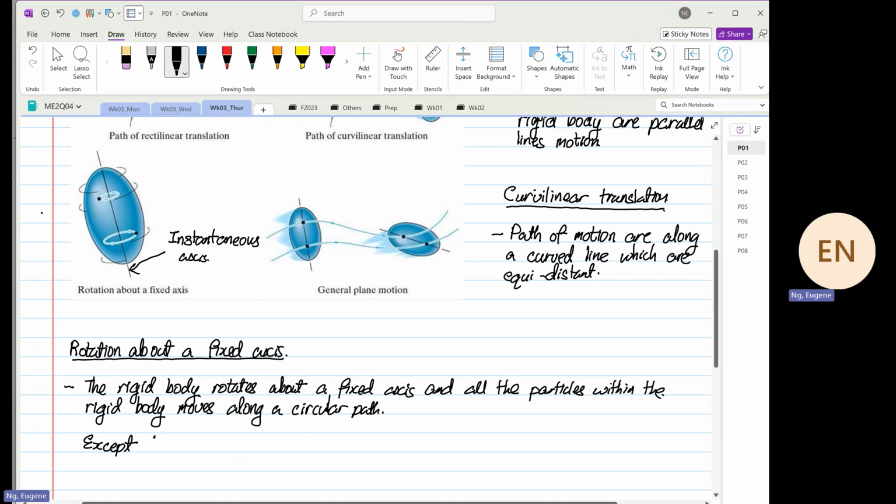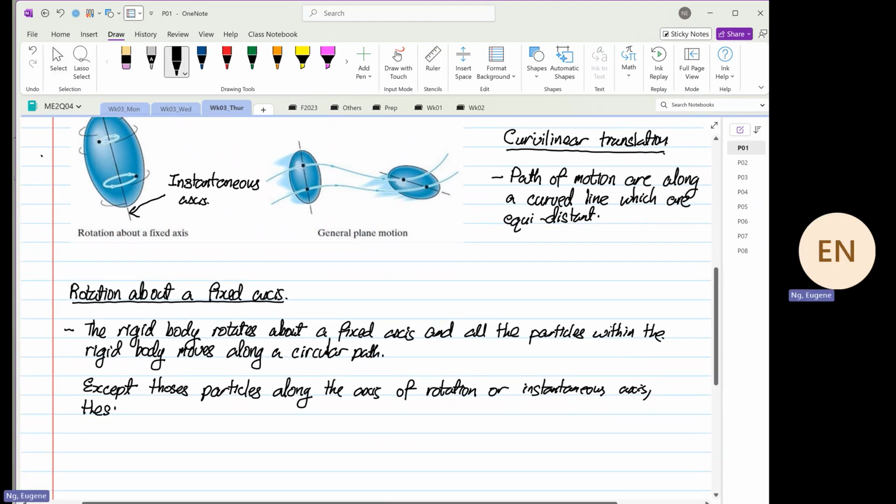Okay, those particles along the axis of rotation or instantaneous axis. Okay, the particles or these particles are not rotating. Okay. And lastly, at the instantaneous axis, it's not rotating at all. Okay, it's like Earth, we also have a what? Our instantaneous axis. Along the axis, okay, nothing rotates.